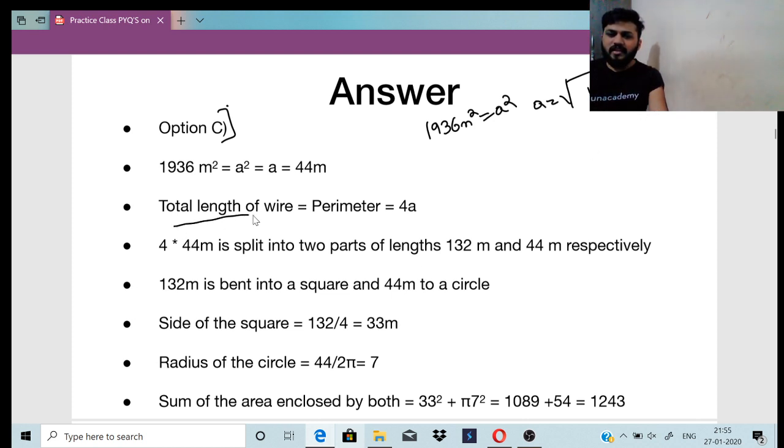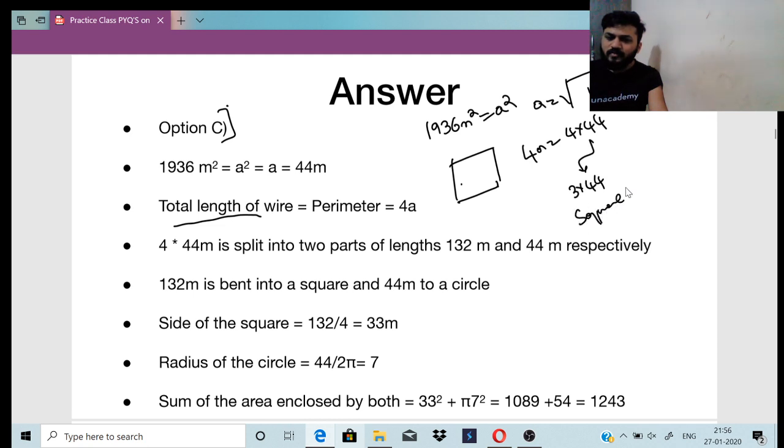So total length of the wire, okay, what does total length of the wire mean? It is a perimeter, right? For a square, what is the total length? Perimeter. So the number of sides into the side value, right? So 4 into A, which is 4 into 44. What is said? It is cut into two parts. The longer one is a square, the shorter one is a circle, right? So the longer one, meaning 3 into 44, is a square, and 1 into 44 is a circle.